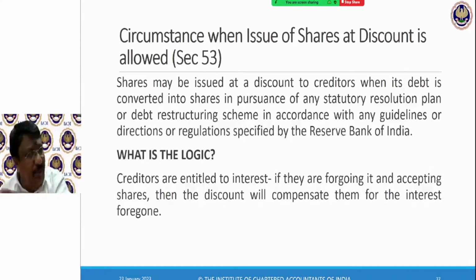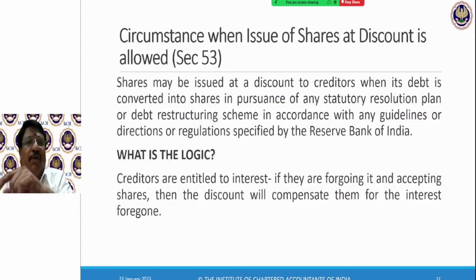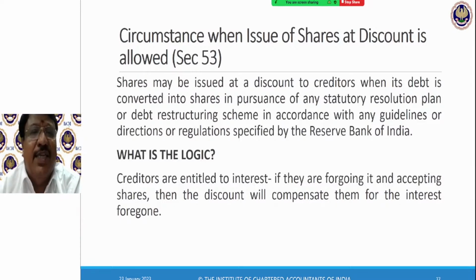Are you able to understand? But there's a blanket general prohibition with two notable exceptions. The first exception you have all beautifully said. Except in exceptional cases, you cannot issue shares at a discount. Only two exceptions: when you are issuing sweat equity shares. Second, when you have entered into a debt restructuring scheme in accordance with any guidelines fixed by the Reserve Bank of India. See, the company has borrowed, unable to repay the debt. They will become NPA, non-performing asset.